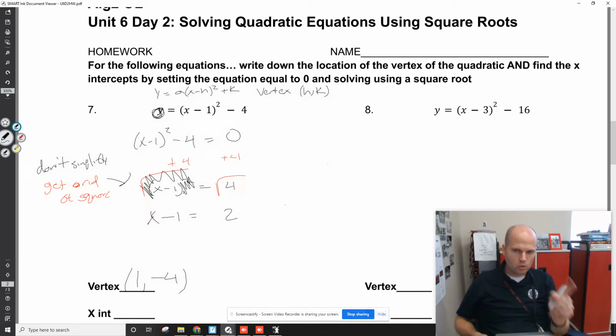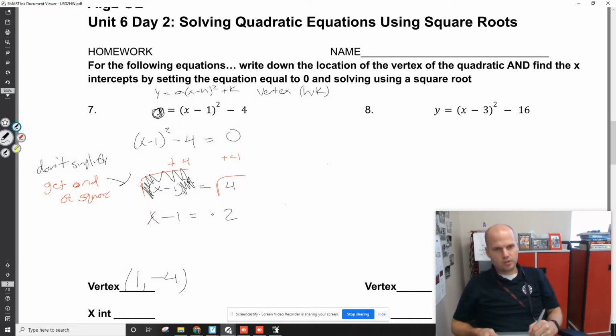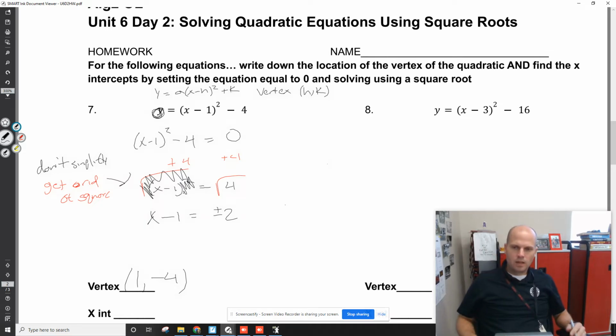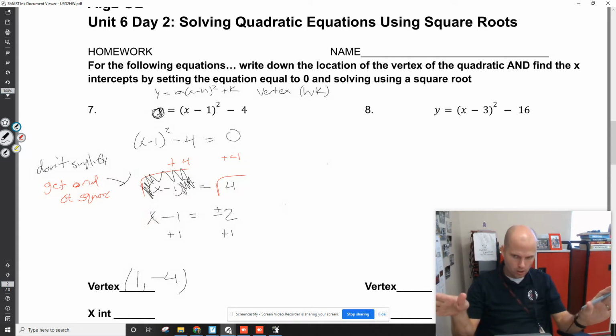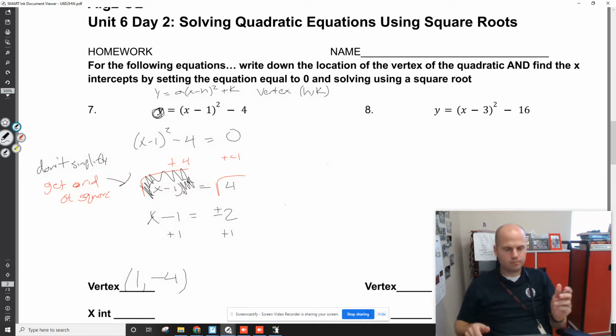Did we use a square root to solve an equation? Yes. So we need a plus or minus 2. Now, we still need x by itself. And a lot of people think, okay, add 1 to 2 and you get plus or minus 3. Wrong. Wrong, wrong, wrong, wrong, wrong.